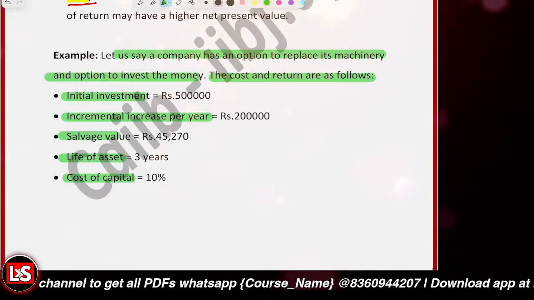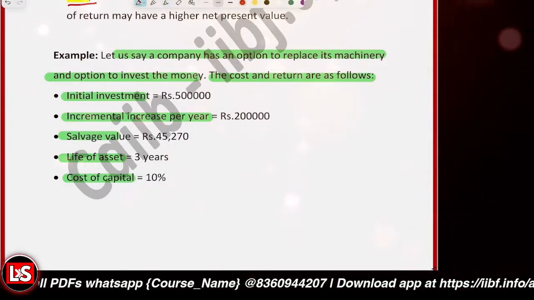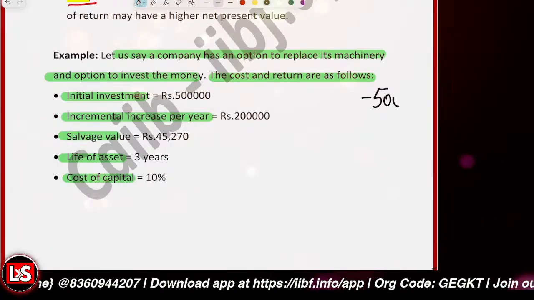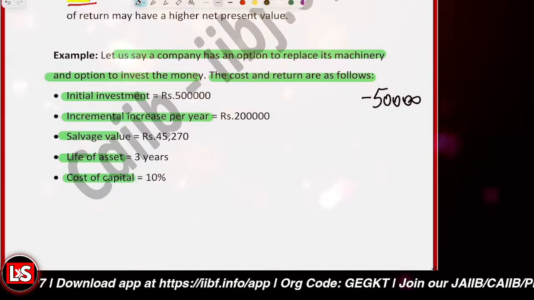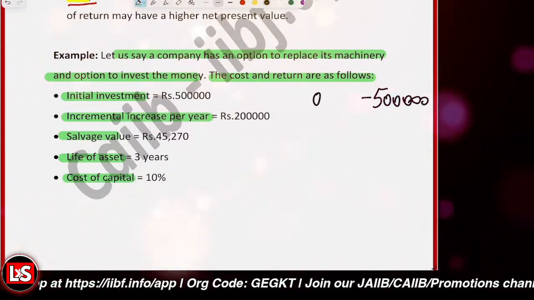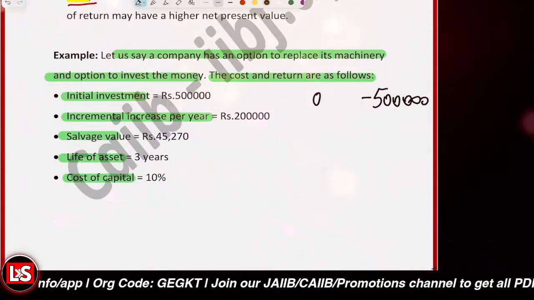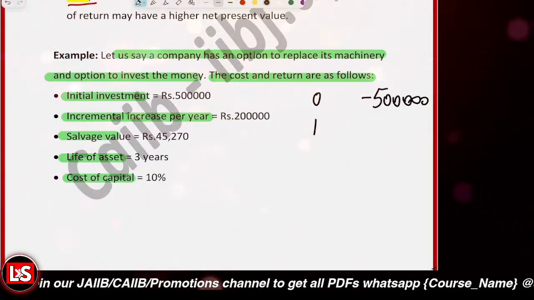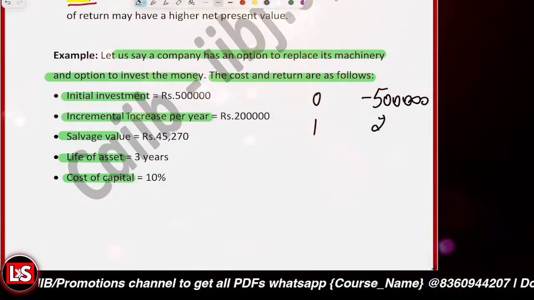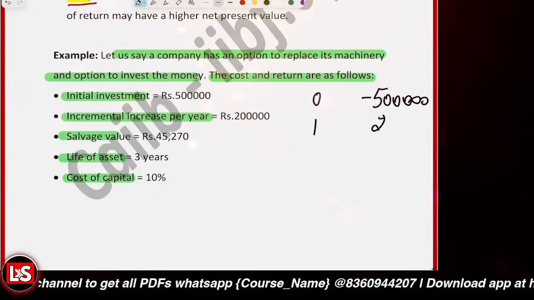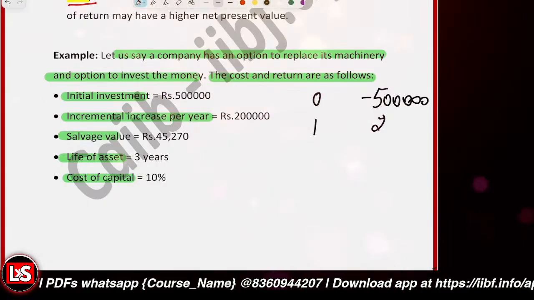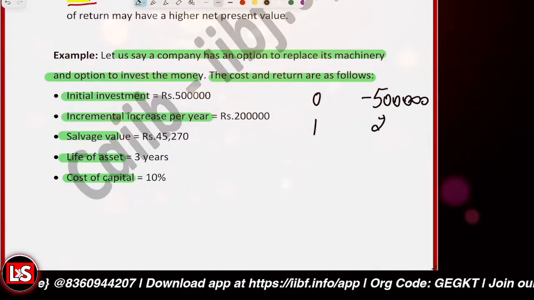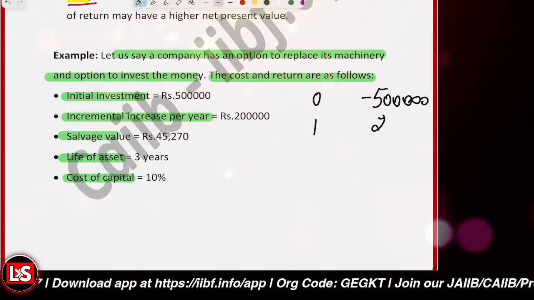Right? So if we look at the pattern, initial investment is 5 lakh. So 5 lakh would be the cash outflow in the zeroth year. And for the next 3 years, you're getting the benefit. Benefit of what? The incremental increase per year. 2 lakh rupees every year, right? So for the first year, 2 lakh will be there. For the second year, 2 lakh will be there. And for the third year also, 2 lakh will be there.